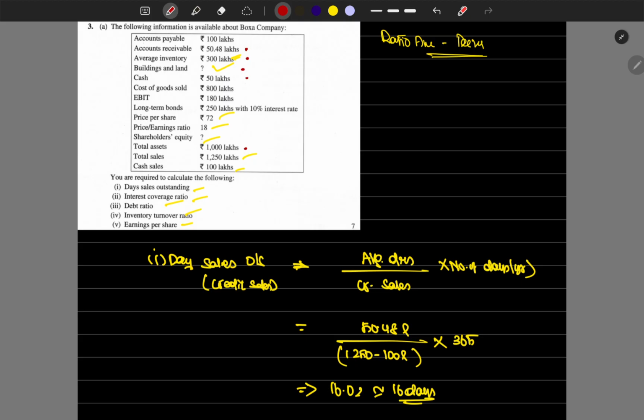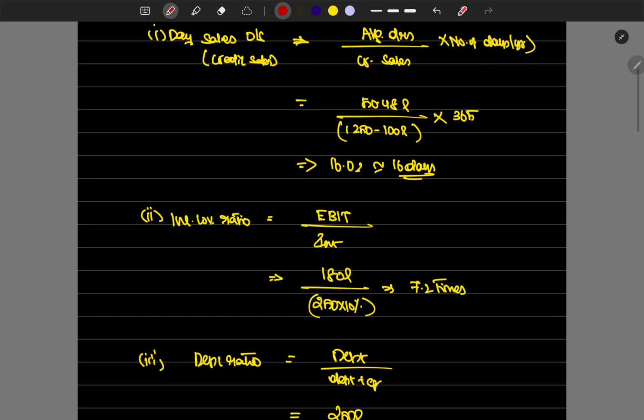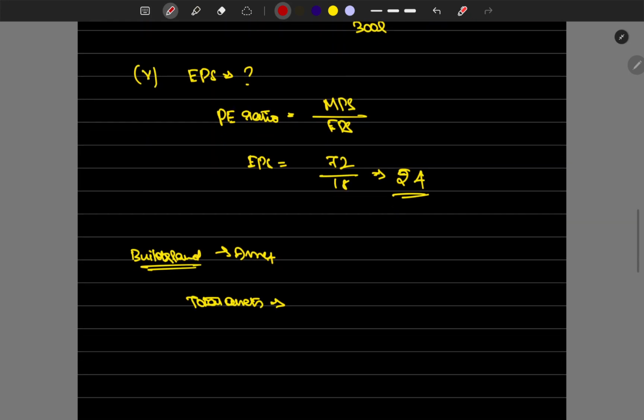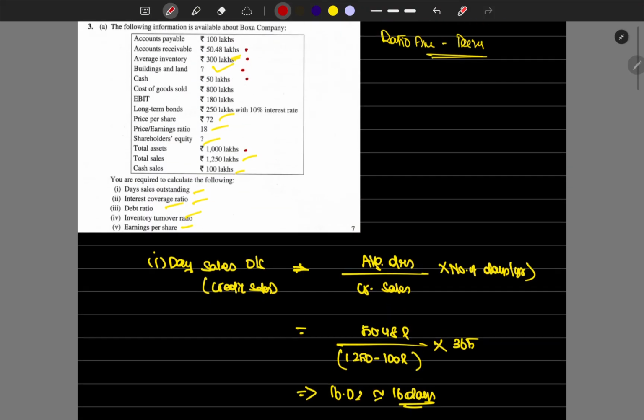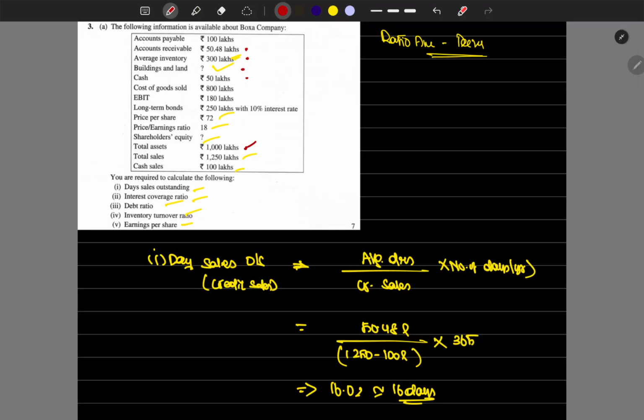So 1000 lakhs minus 50.48 lakhs, minus 300 lakhs, minus 50 lakhs, gives 599.52 lakhs as the buildings and land.